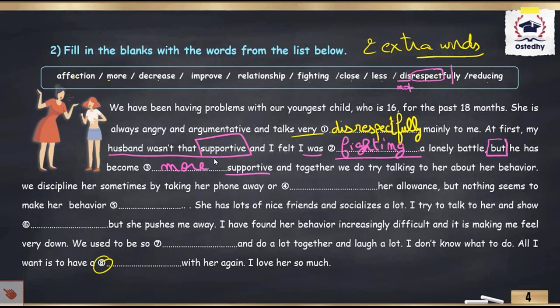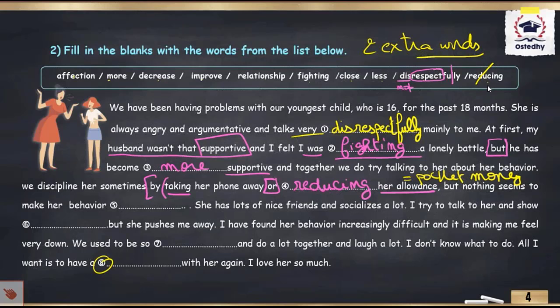Together, we try talking to her about her behavior. We discipline her sometimes by taking her phone away or reducing her allowance. If I say allowance, I'm talking about pocket money, remember? A sum of money given regularly. Absolutely, that's the meaning of an allowance, okay? But nothing seems to make her behavior what? Less? Is it possible? No.